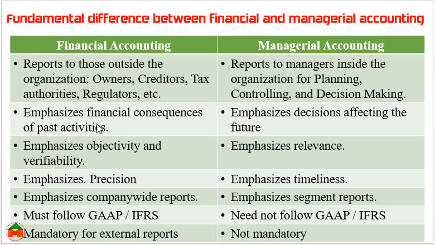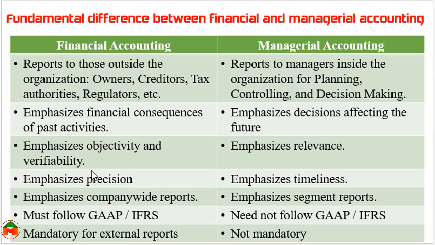Financial accounting emphasizes financial consequences of past activities. On the other hand, managerial accounting emphasizes decisions affecting the future. Financial accounting emphasizes objectivity and verifiability. On the other hand, managerial accounting emphasizes relevance. Whenever you are taking any decision, what is relevant? Are you going to maximize the profit or minimize the cost? That type of relevance should be emphasized by the measurement by managerial accounting.